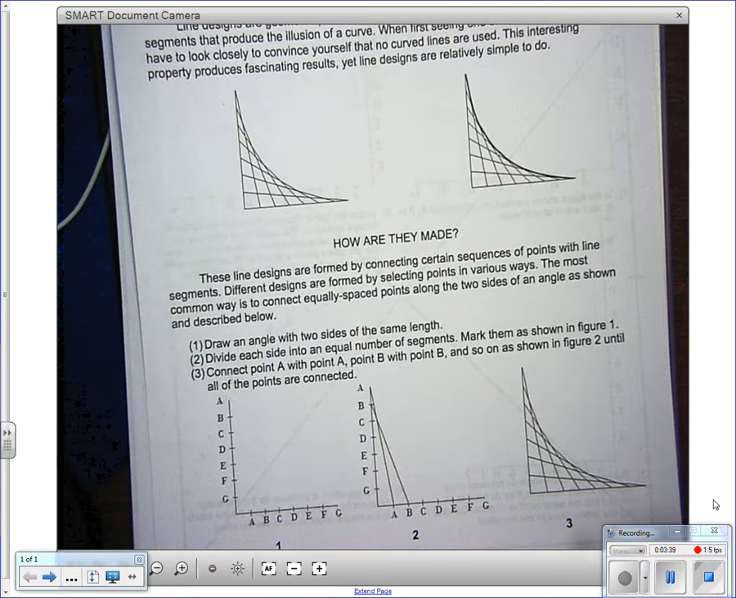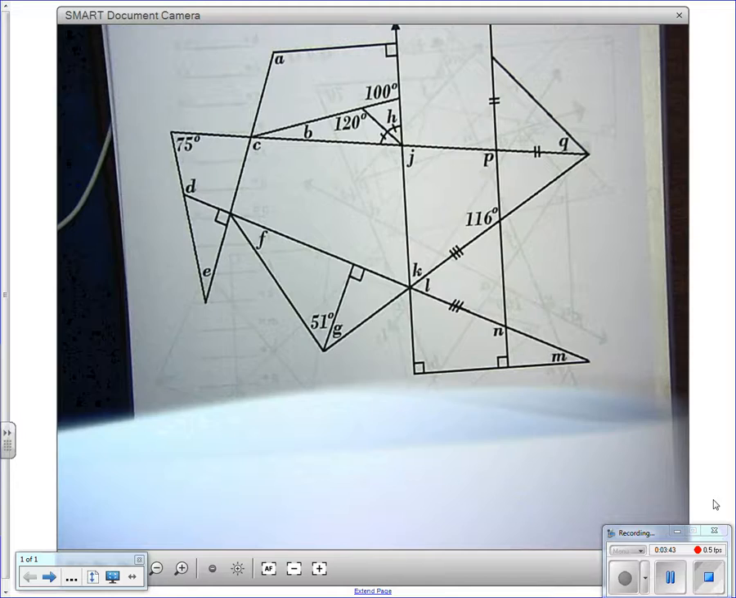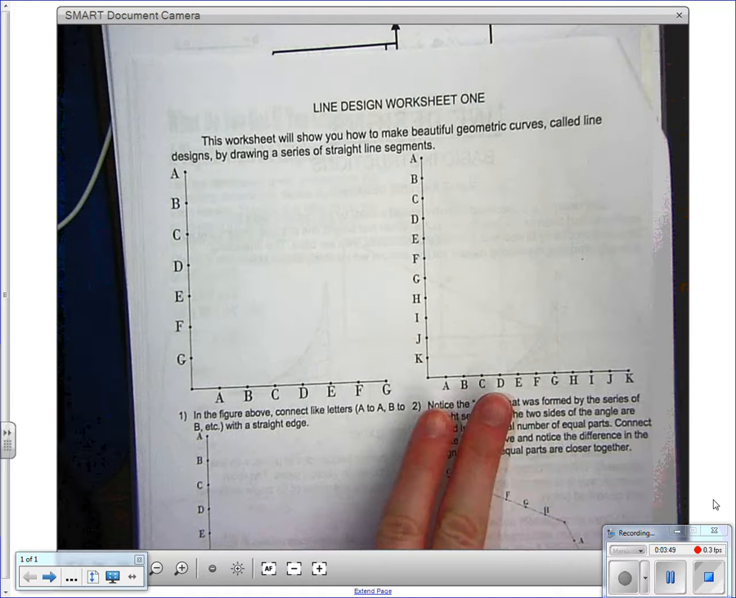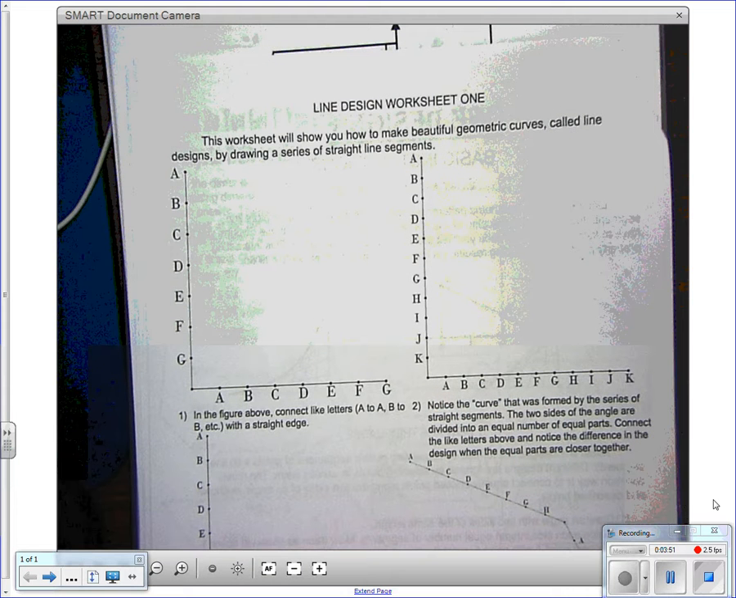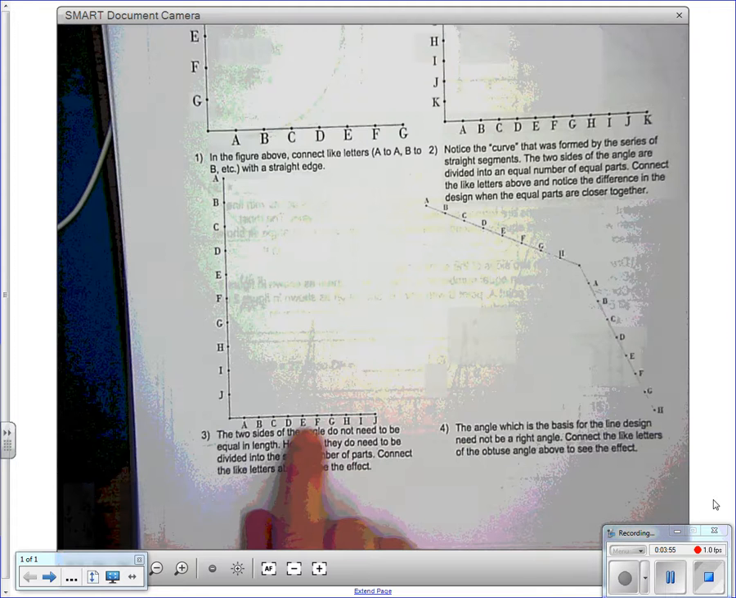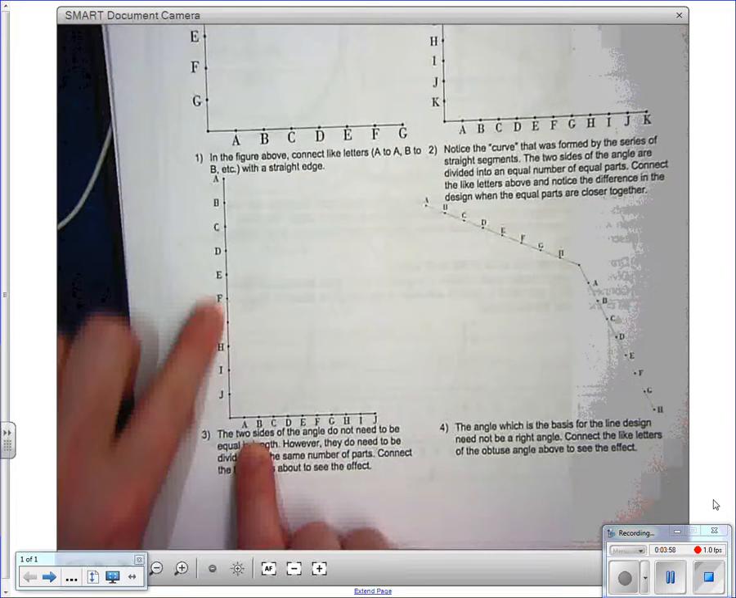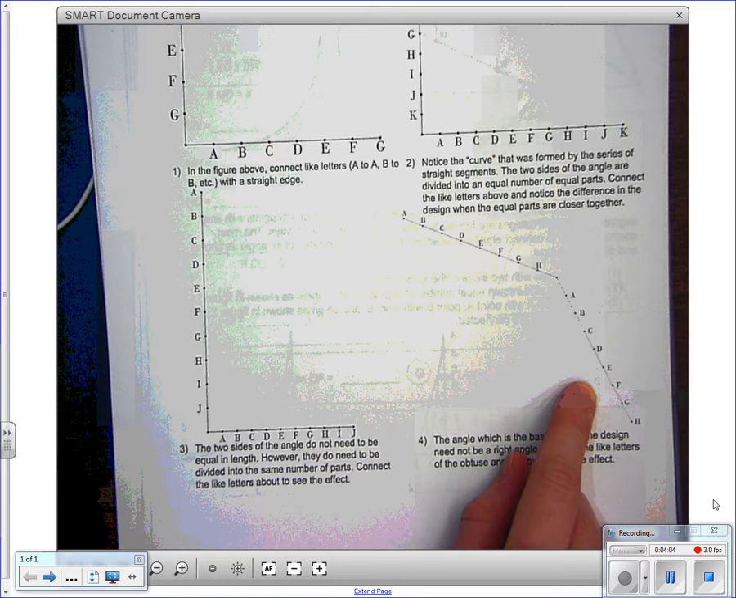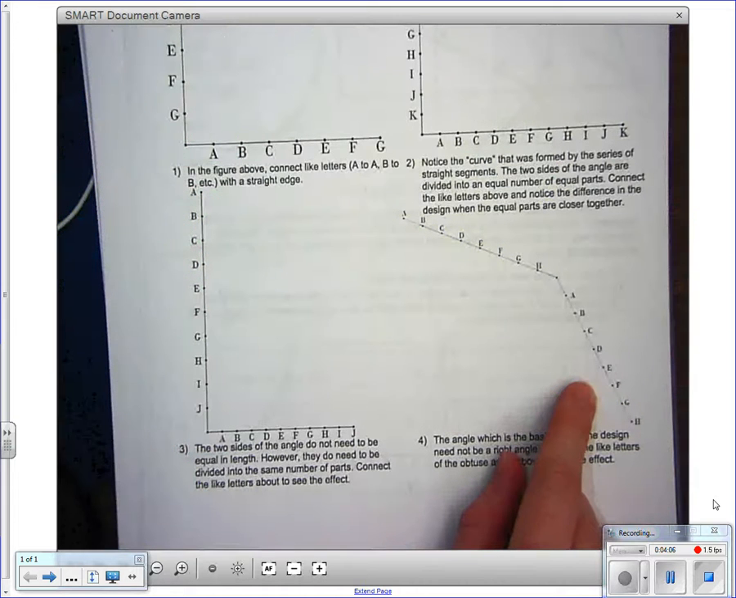So on the next page, you have 4 of them to do. And they show you how if you take your segments and you make them closer together, how it'll change your line design. You can also have one side that's really close together and then spread out the other side, and that'll change what it looks like. And then on this one, we made it an obtuse angle instead of a right angle, and so it'll show you what your line design would look like then.